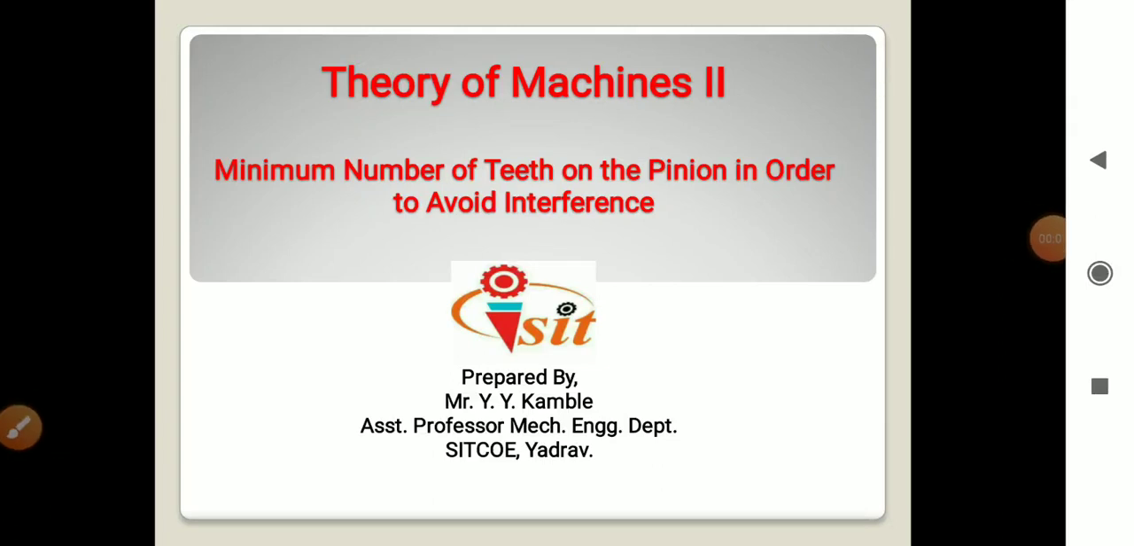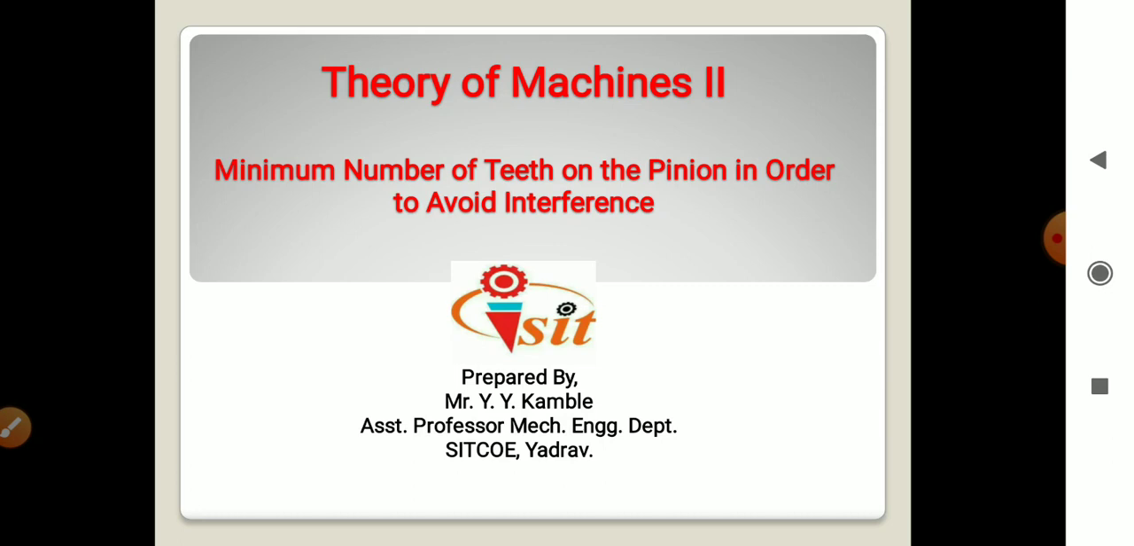Hello everyone. Today we are going to see a derivation, that is, the minimum number of teeth on the pinion in order to avoid interference. In the previous lecture we saw the minimum number of teeth on the wheel in order to avoid interference.